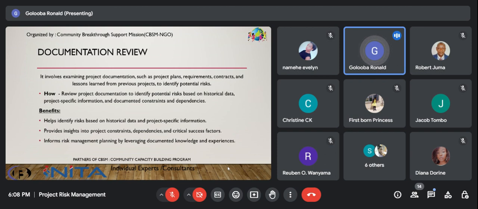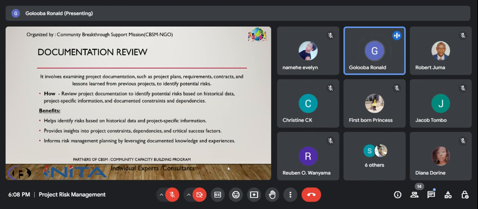So we have another technique for identifying risks, which is the document review. It involves examining project documentation, such as project plans, requirements, contracts, and lessons learned from previous projects to identify potential risks. This also highlights the need for project managers to be keen on documentation and knowledge management practices within the institution and within the projects. So here you review the project documents to identify potential risks based on historical data.